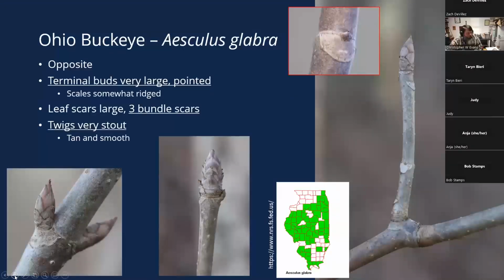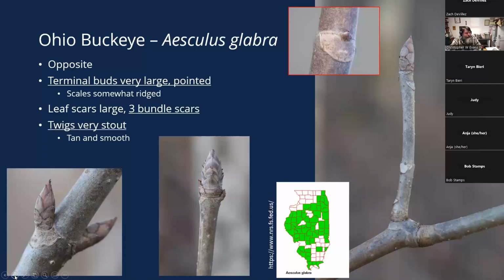All right, a couple more. One that I really like to talk about is Ohio Buckeye, and we're back into the opposites. So most everything we've talked about, except for a couple early on, the dogwood and the maples, have been alternate. Ohio Buckeye is an opposite species, and it is easily identifiable by its extremely large, sharply pointed terminal buds. Those buds are really big, on big, thick twigs. The scales on the terminal buds are often a little bit ridged. You'll have a little ridge along them.